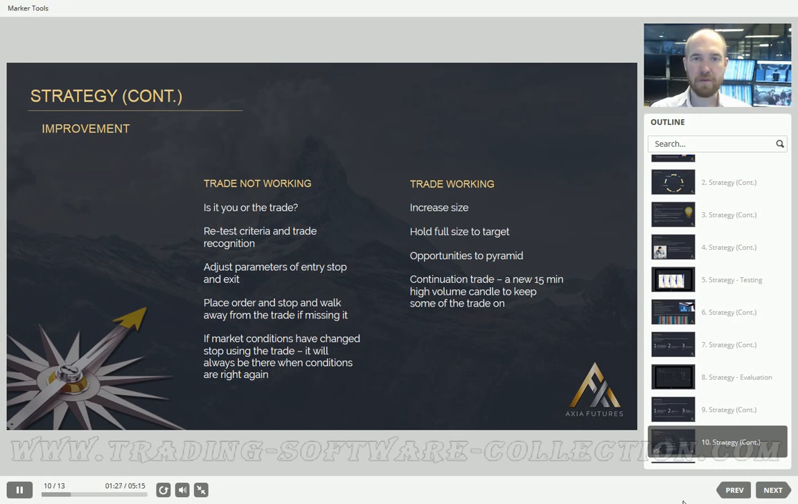If you're finding that the criteria for the change is differing, then it's a case of adjusting the parameters: move the entry, move the stops. If it still gives you a respectable risk reward, then the trade still can be done. Perhaps the market's got more volatile, and that could be why it's not working, because your stop just needs to be that little bit bigger. So that can be a way to improve it as well.